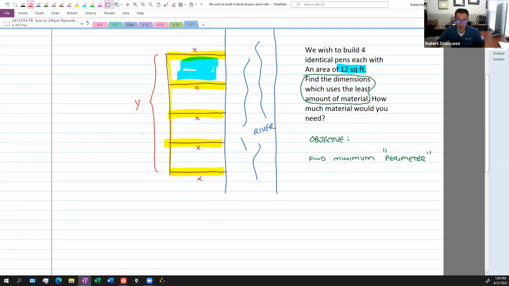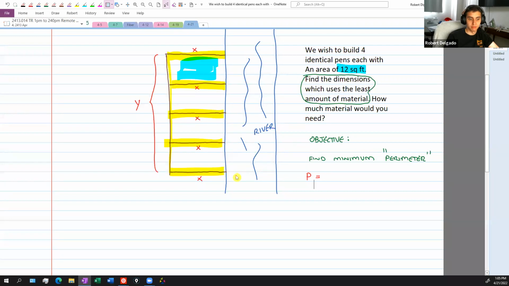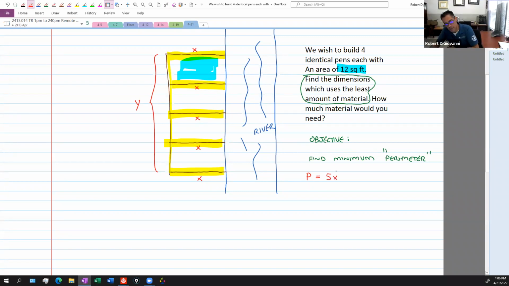So what is the total amount of fence that I'm going to use? What is the perimeter? The perimeter will be what? You tell me. P equals 4x plus y. Careful. 1, 2, oh, 5x, sorry. 5x. Then what? Plus y. Plus y, right? There's only one. Remember, I don't have to build any fence along the river, only along the backside. So I'm going to have y, and then 1, 2, 3, 4, 5 x's. All right, that's my perimeter.